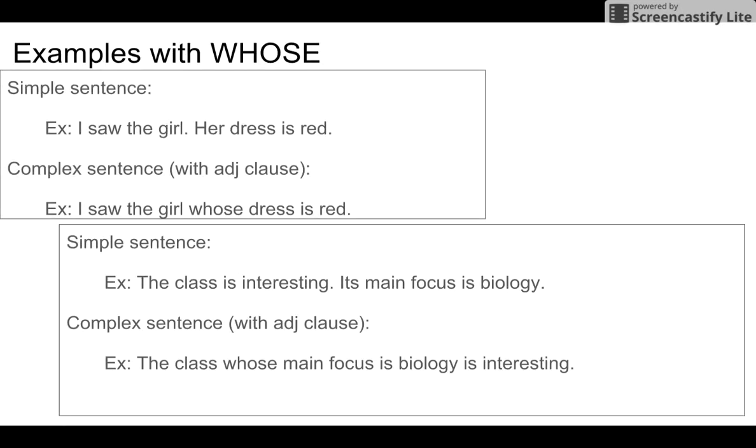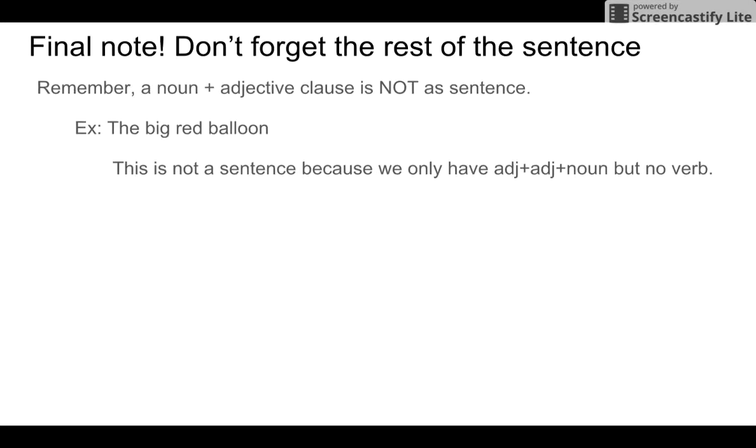Another example with whose. We could have two simple sentences. For example, I saw the girl, her dress is red. Or we could make a complex sentence with an adjective clause and say, I saw the girl whose dress is red. You can look at the second example, which is very similar, and you can also see another example of how to take our simple sentences and make them into complex sentences with these adjective clauses.